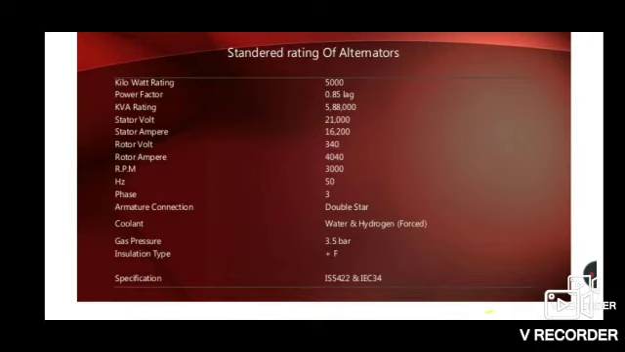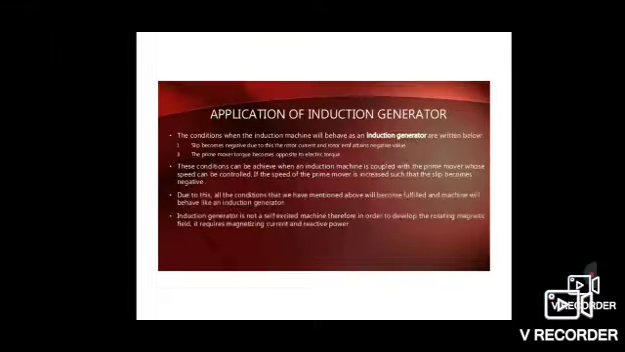See the example. Kilowatt rating is 5000 kilowatts, power factor is 0.85 lagging, kVA is 5,88,000, stator voltage is 21,000, stator ampere is 16,200, voltage is 340, rotor ampere is 4,440, RPM is 3000, frequency is 50 Hz, phase is 3 phase, armature connection is double star, coolant is water and hydrogen, gas pressure is 3.5 bar, insulation type is F, specification is 155422 and IEC 34. It is the nameplate rating of alternator, that is a standard rating of alternator.